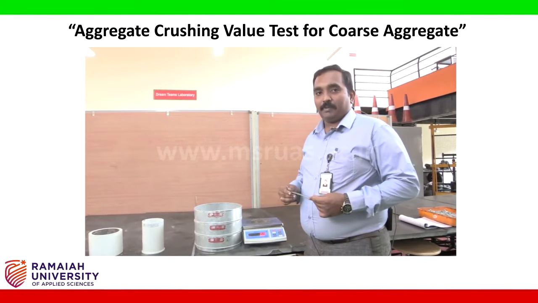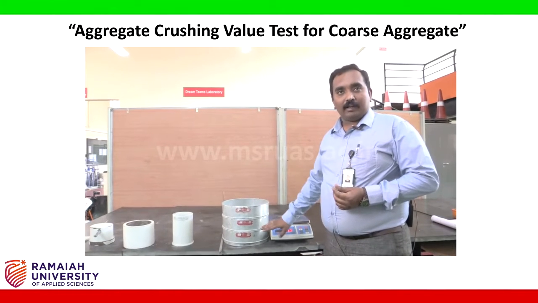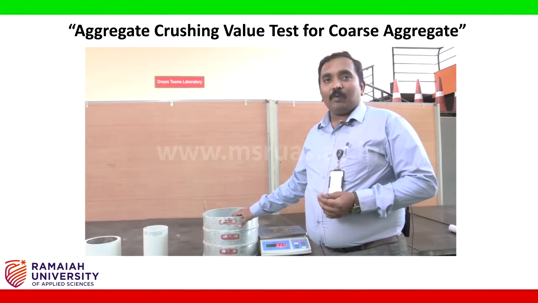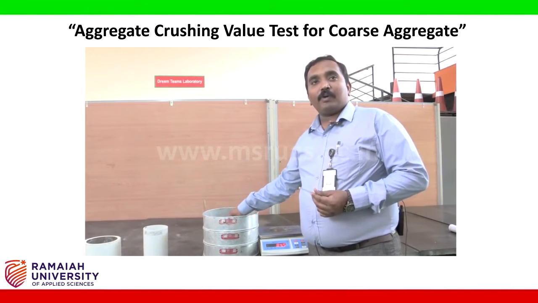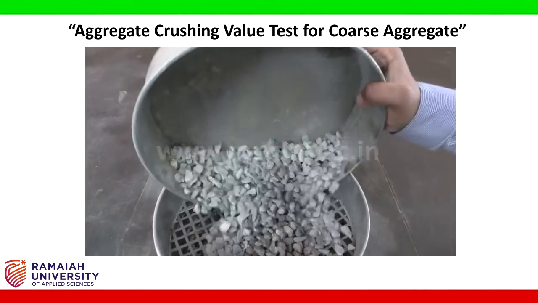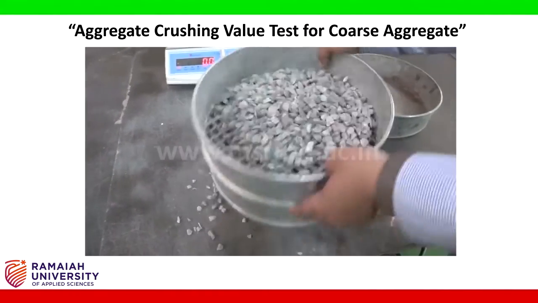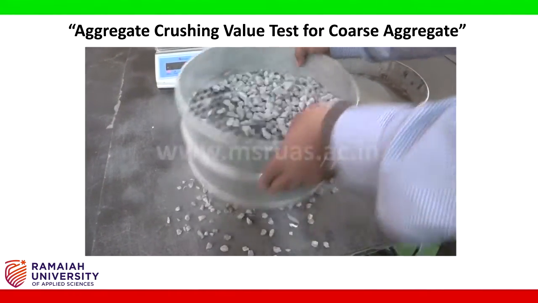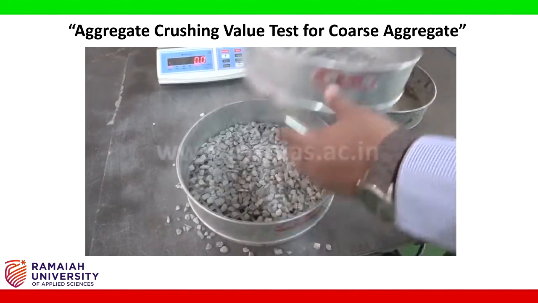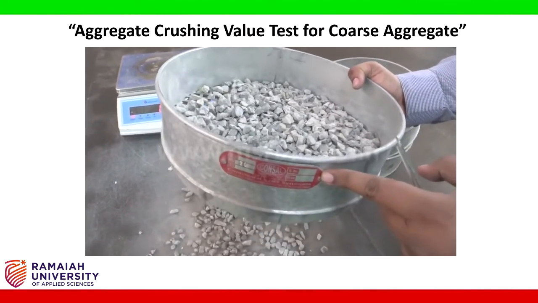The second part of the experiment is the conduction. So I'll tell you how to do the experiment. First, we are going to take the standard IS sieves 12.5 and 10 mm, and we are going to take some aggregate and sieve it. I want the fraction of aggregate which is passing 12.5 mm and retained on the 10 mm IS sieve. Take the sample of aggregate, put it on the 12.5 mm sieve, sieve the aggregate fraction, and take the aggregates which pass 12.5 and are retained on the 10 mm IS sieve.